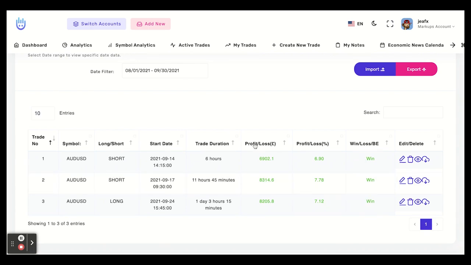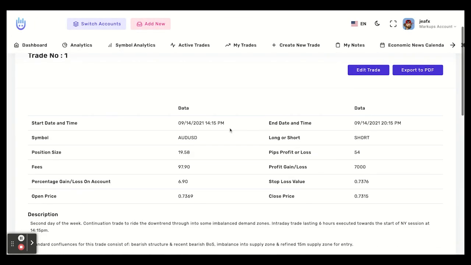Now, obviously, being a markups account, they're all going to be wins. It's not going to look like this when you're doing a realistic live testing account. What we can do from here is actually click on View, and that's going to take us to the trade, and then we have all of the information that we could possibly need.